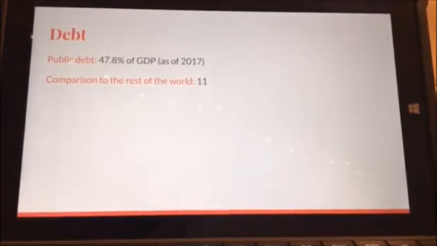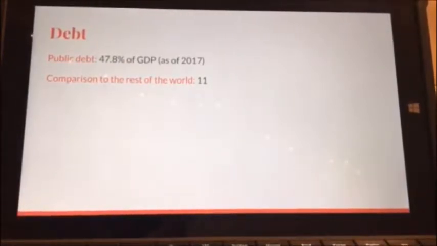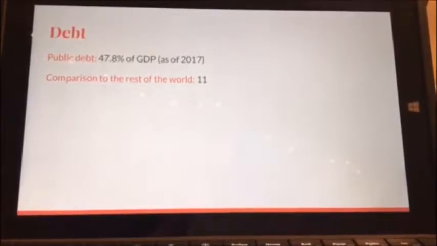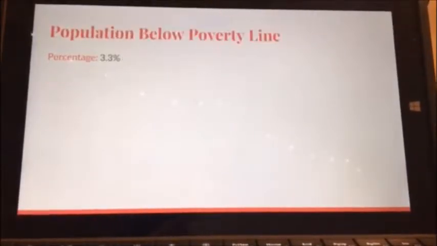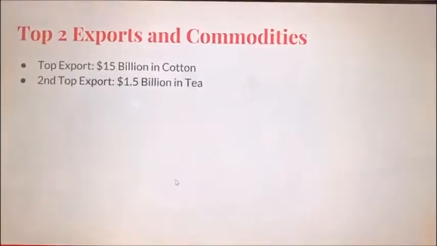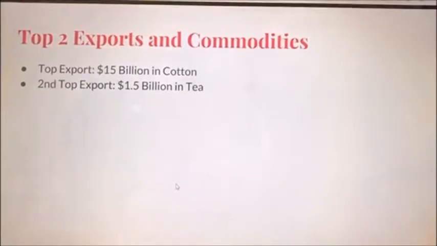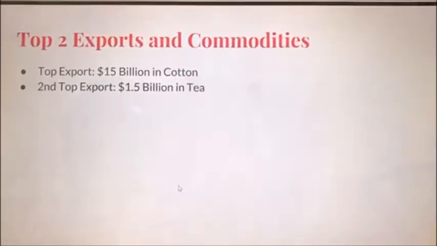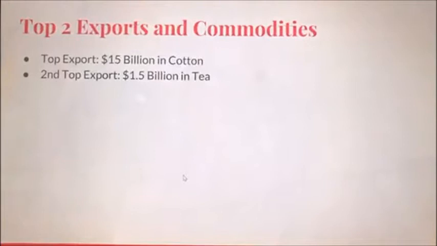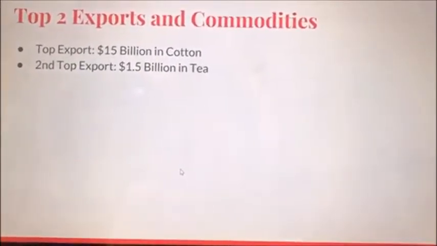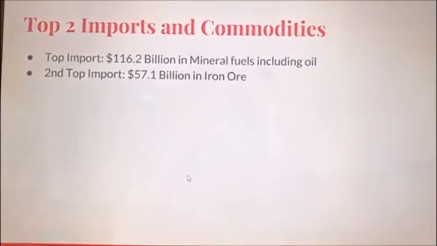Public debt stands at 47.8% of the GDP, and it is 11th in comparison to the rest of the world. And the population below the poverty line is 3.3%. China's top two exports in commodities are cotton and tea. The top being $15 billion in cotton and $1.5 billion in tea for the second.